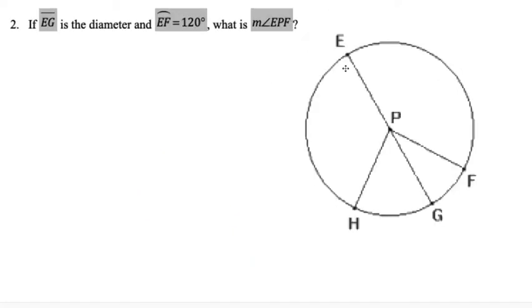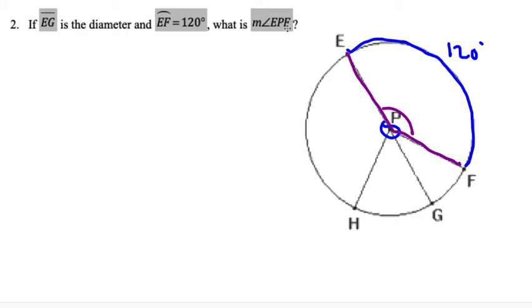EG is a diameter, so that must mean that we're looking at circle P here. And arc EF, that is this arc right here, is equal to 120 degrees. Okay, what is the measure of angle EPF? EPF. So that's that angle there.